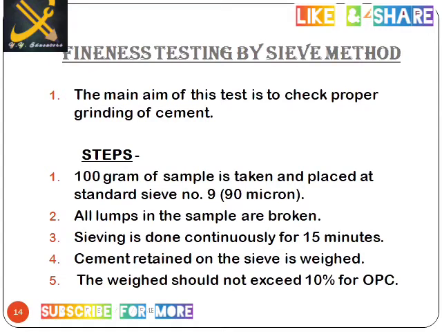Fineness testing by the sieve method. It is the first method to find the fineness. The main aim of this test is to check proper grinding of cement. Fineness means grinding of the cement.